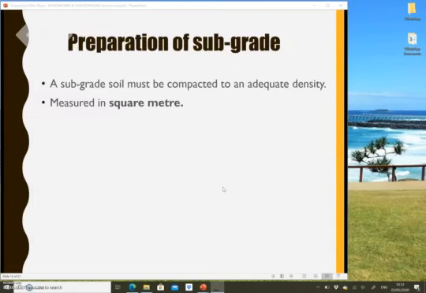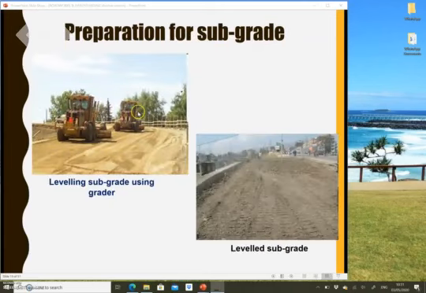Next is the preparation of a subgrade. For the subgrade, it is also mentioned in section D. A subgrade soil must be compacted to an adequate density. It should be measured in meters square. What's good about this road and pavement is that it's all about meter cube and meter square, and it's very straightforward. You are so lucky if the length is given to you, but if it's not, then you have to look at the cross section of your drawing and the overall plan for your drawing.